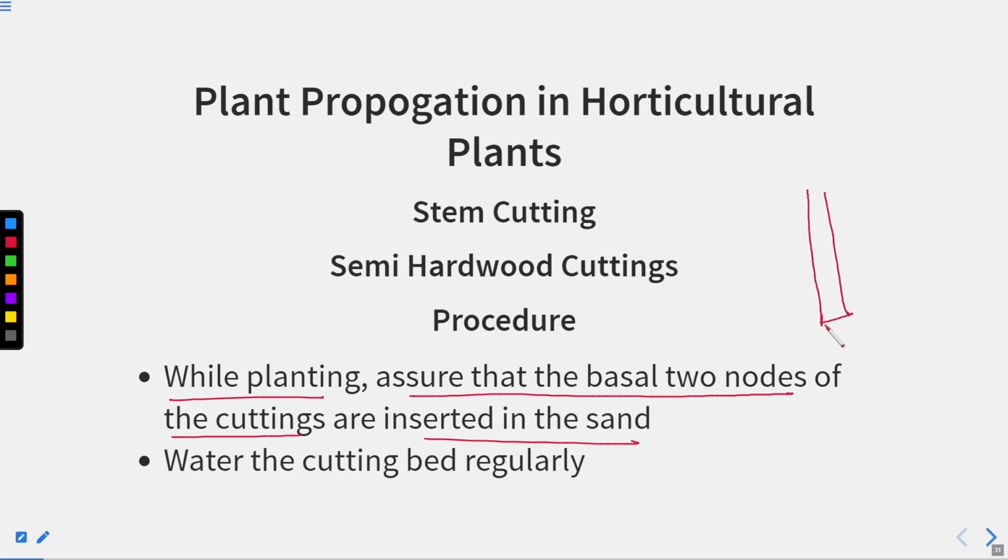So if this is the nodal region, then 2 more nodal regions must be inside the soil. This is the soil region. So these are the 2 other nodal regions, right? That must be present below the soil.